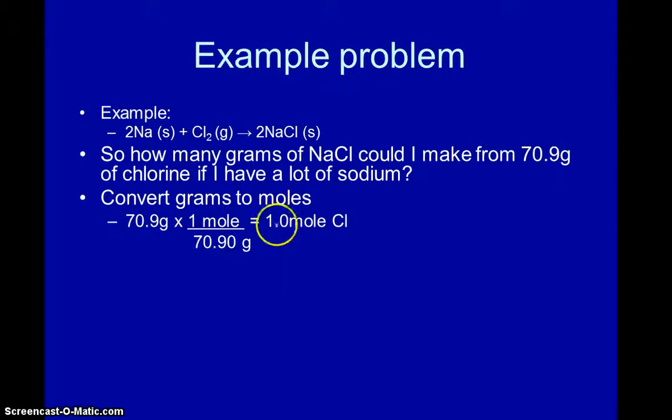So again, first step, remember, was the balanced equation. Then step 2, we're going to convert from grams to moles. Hopefully everybody can do that. And again, the gram label cancels, and I know that I have 1 mole of chlorine.